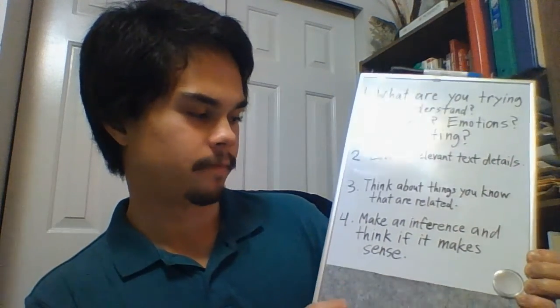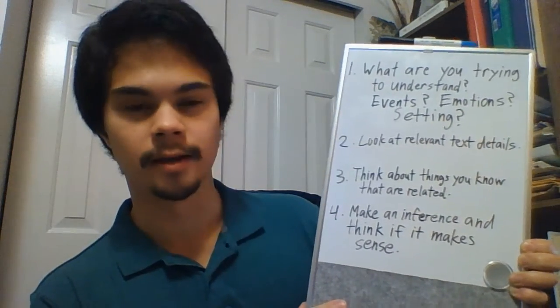So now step 4 is make an inference and think if it makes sense. So I'm going to make the inference that Pat is worried. He's scared he's going to get in trouble when his neighbor gets home and knows that his bird has been eaten. So now, does that make sense? Think about what you know already and what we've read in the paragraph. I would say that makes sense, yes.